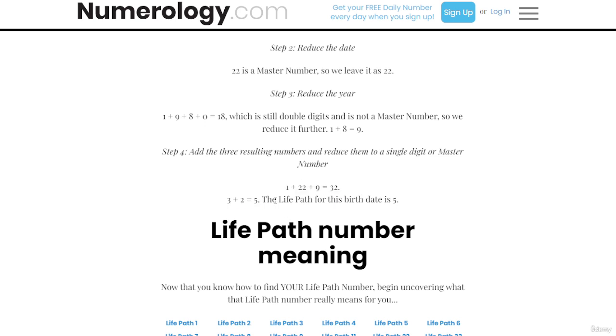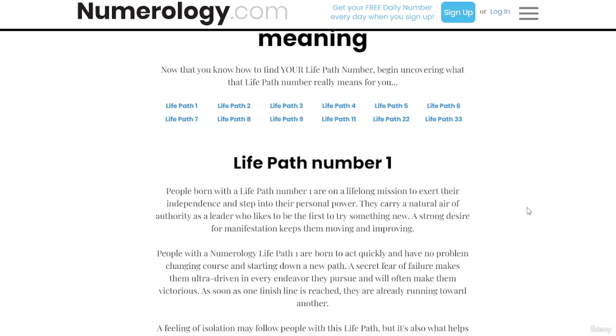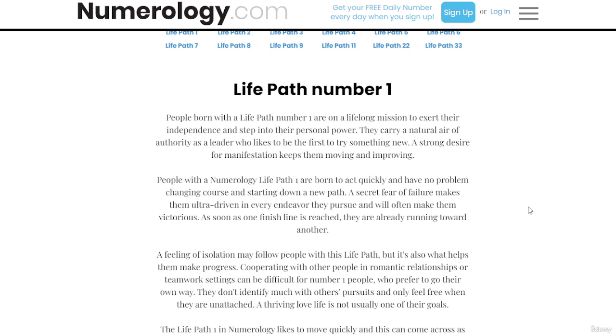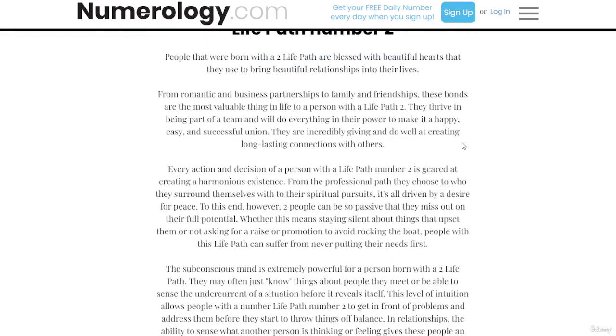You add it up, and if you get 2 digits, which is still not something calculable, you add it up again to have, for example, number 5. And then you go into the life path numbers and what they mean. For example, people with life path number 1 have a lifelong mission to exert their independence and step into their personal power. Each life path sort of gives you an idea of what you can expect and what is planned numerologically for you.